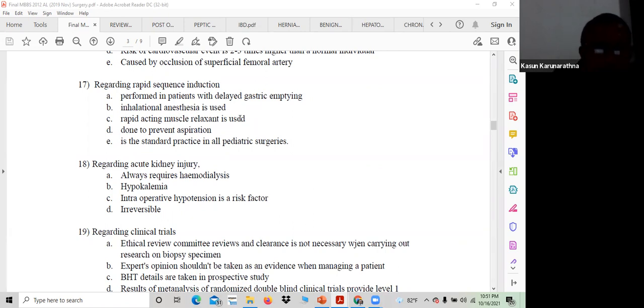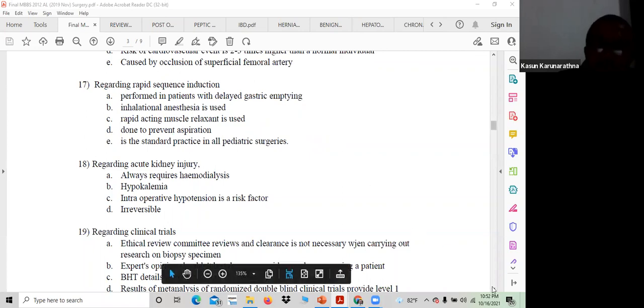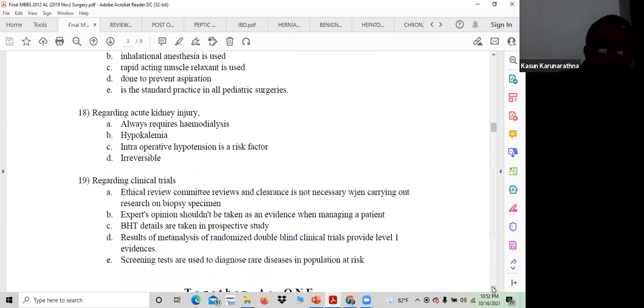Is it the standard practice in all pediatrics? No. Rapid sequence induction is only performed in emergencies, where you get unprepared patients, alcoholic patients, emergency surgeries. You can't wait for 6 hours of fasting. Then you do the rapid sequence induction to induce GA, right?